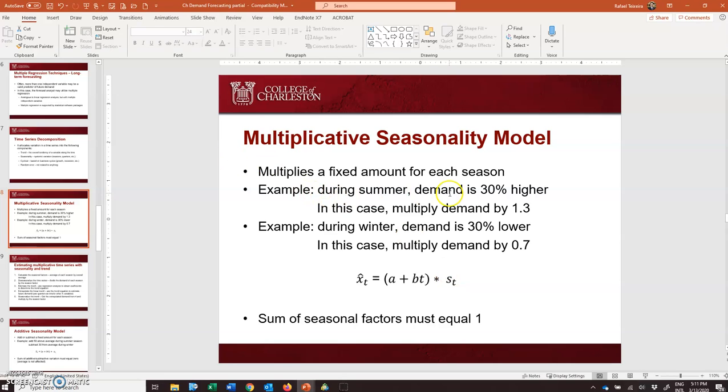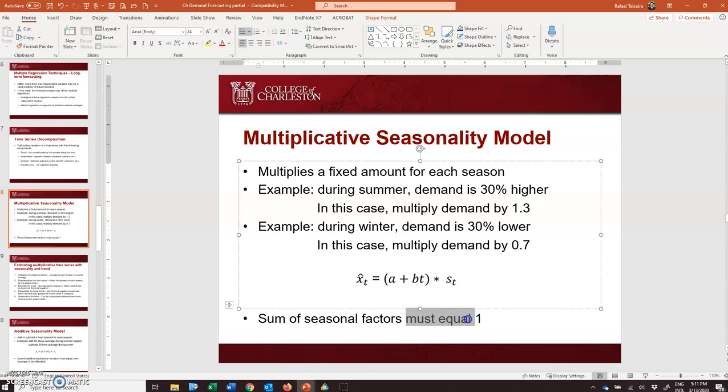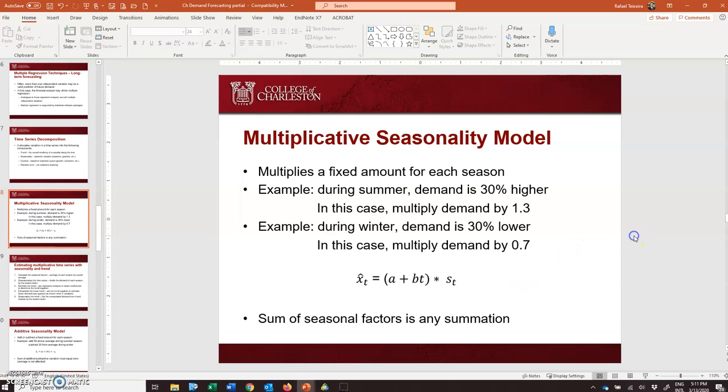For example, during summer, demand is 30% higher. In this case, we multiply demand by 1.3. During winter, demand is 30% lower. In this case, we multiply demand by 0.7. And this is the demand that we multiply by the seasonal factor. The sum of seasonal factors can be any number. It doesn't have to be equal to 1.